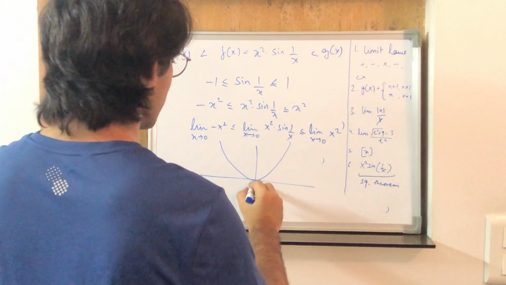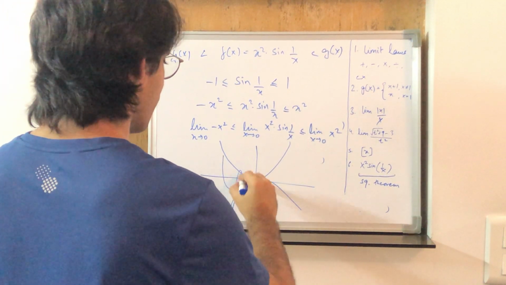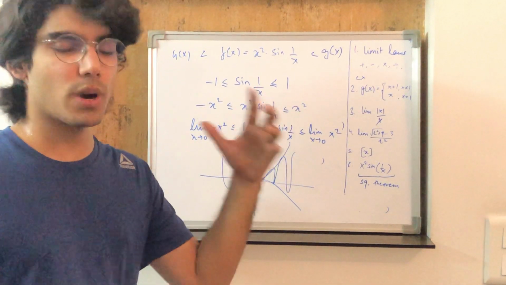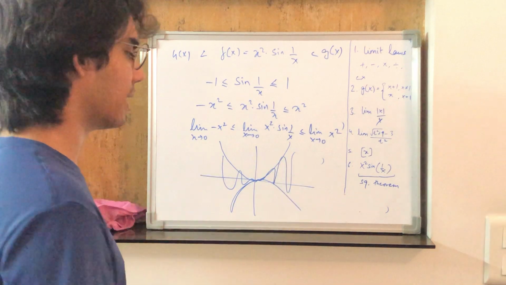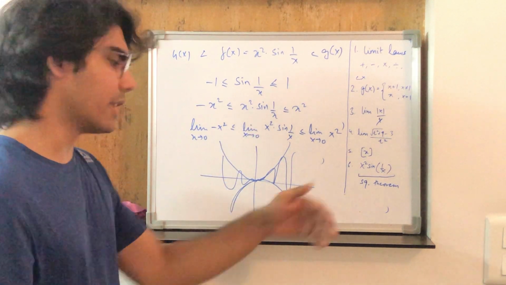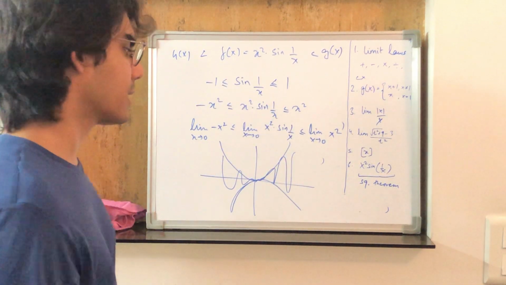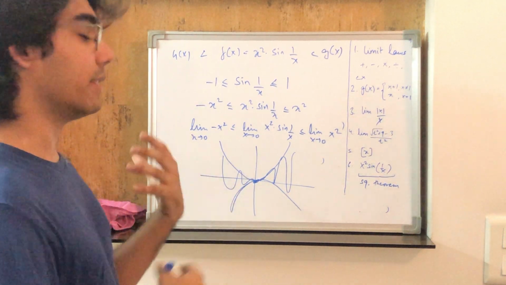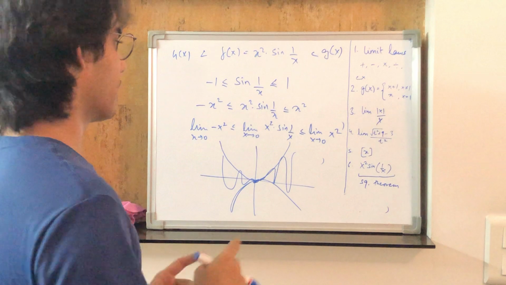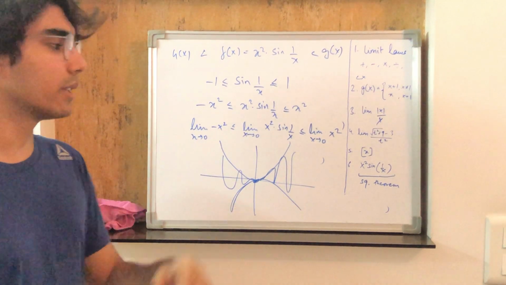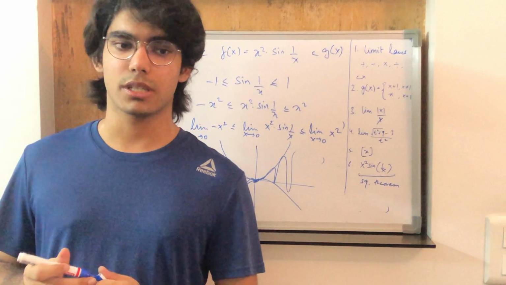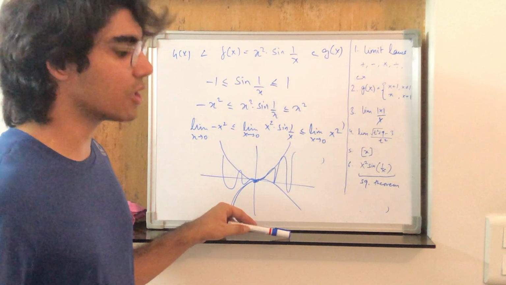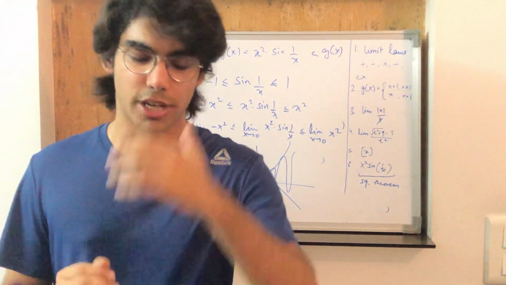The graph for this function looks like this. This is x squared, this is negative x squared, and the graph for x squared times sine 1 over x looks kind of like that. I'm just drawing roughly, but it's going to oscillate between these two graphs. So at x equals 0, that's the limit value it's going to take. That's how the squeeze theorem helps us deal with a lot of problems, and helps us understand certain limits that are harder to understand.